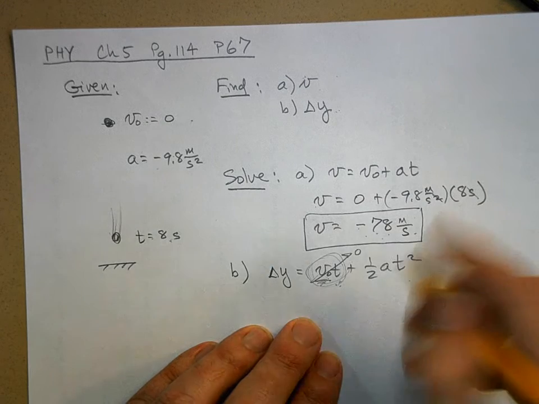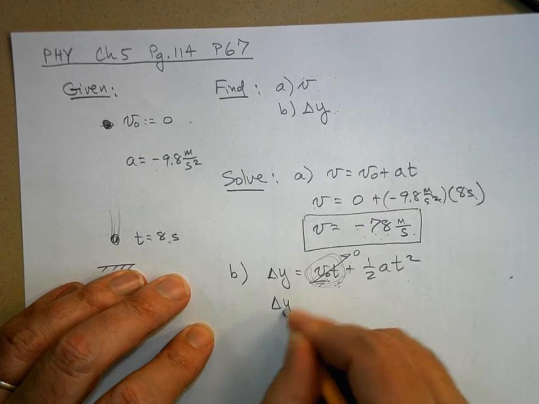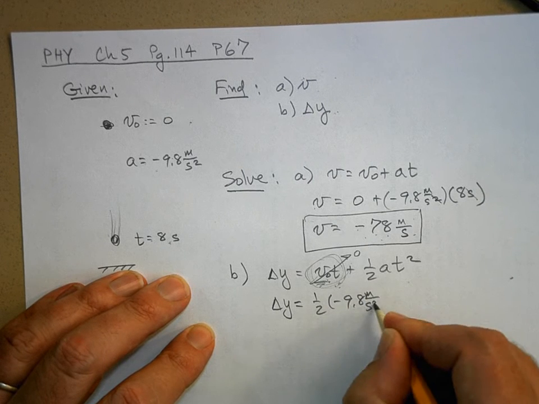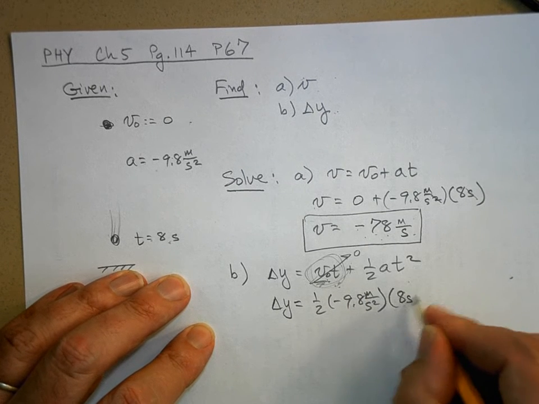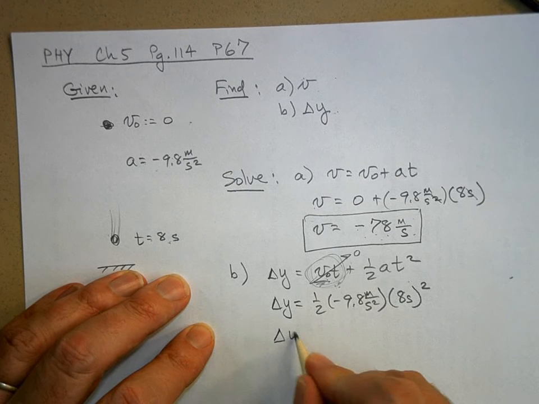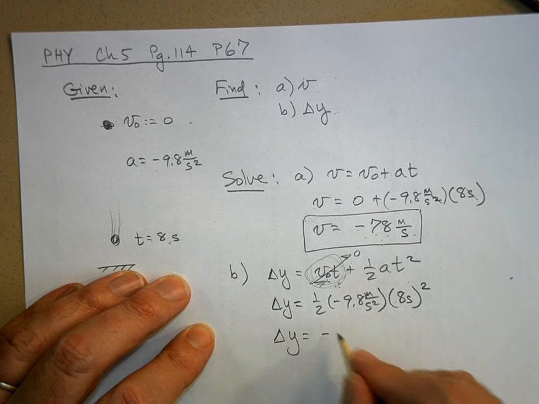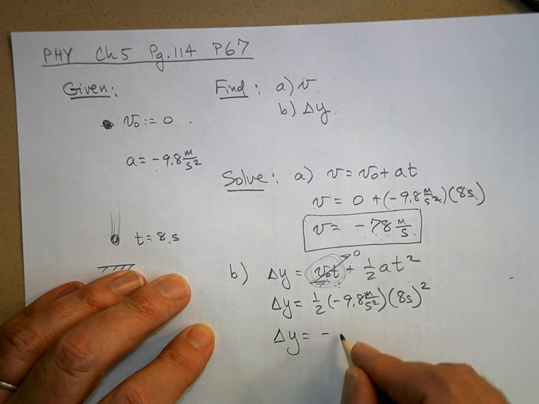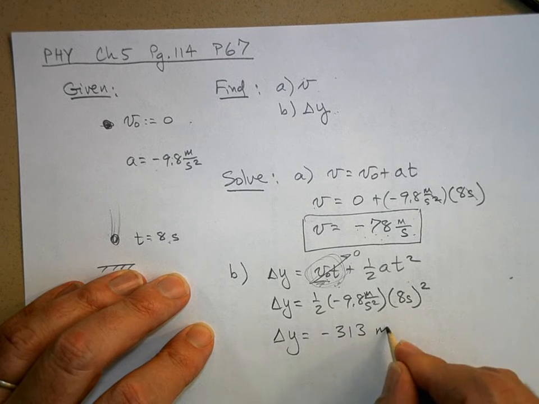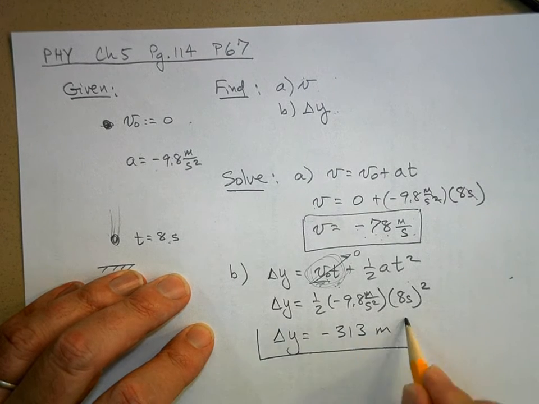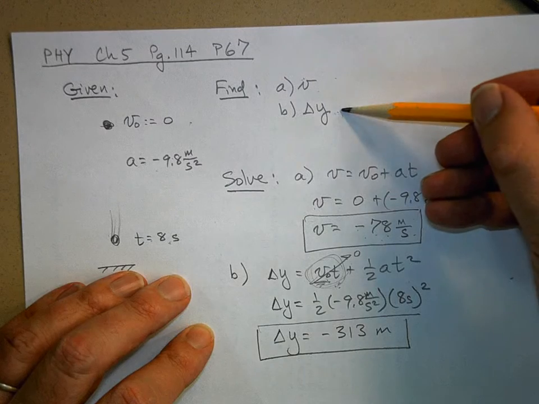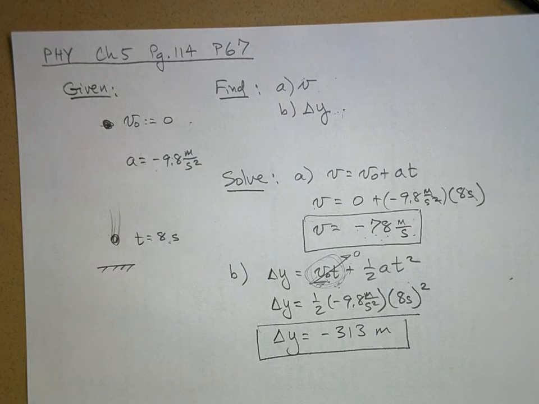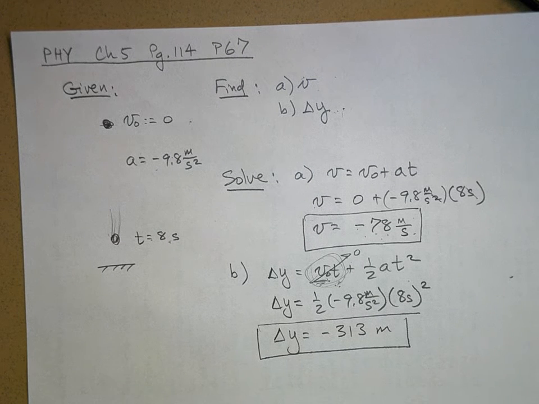Okay, so now we can just plug in our values. 1/2 negative 9.8 meters per second squared, and then 8 seconds squared. And when you do that, you get negative, let's see, 313, or something that rounds off to that, meters. Now you need to have the negative. It's asking directly for the displacement, right? And the object fell down, and we say down is negative. So you need that negative there to say, hey, it didn't go up.